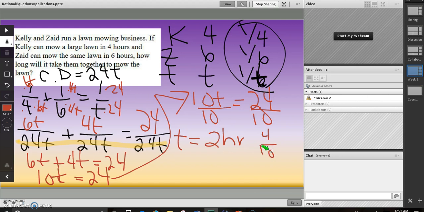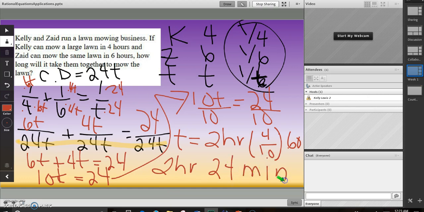We need to change that to minutes. So do 4 divided by 10 in parentheses times 60 in your calculator. So you get 2 hours, 24 minutes. That's how long it'll take them together. And alone, Kelly takes 4 hours, Zad takes 6 hours. But together, 2 hours, 24 minutes.